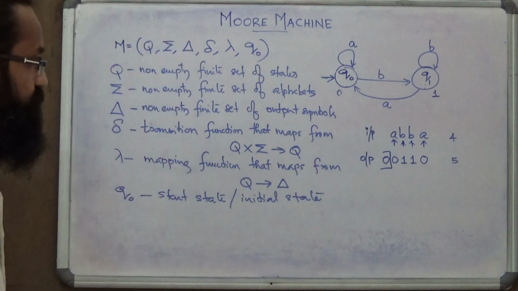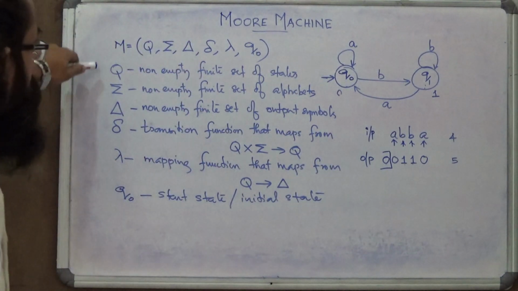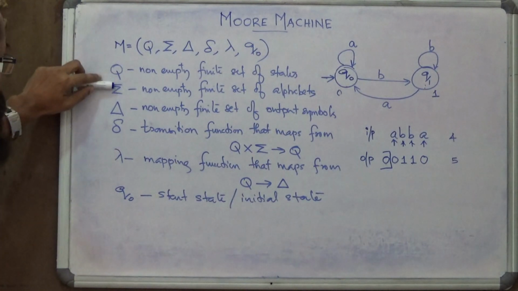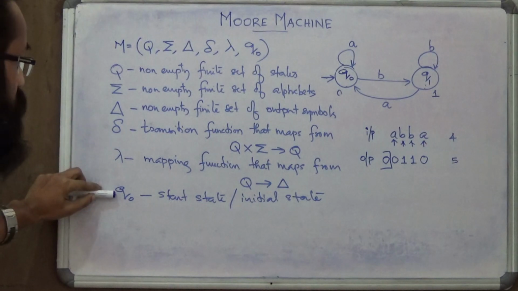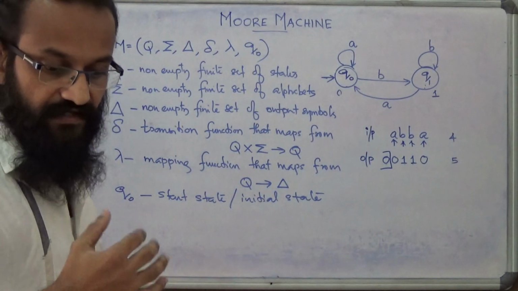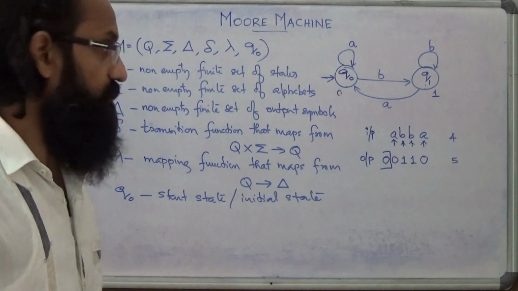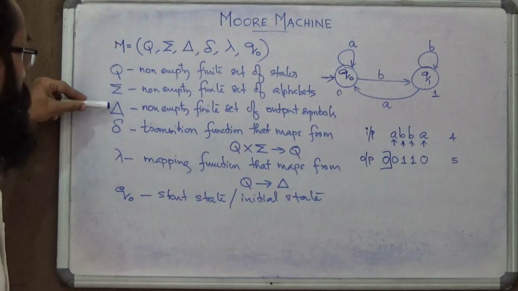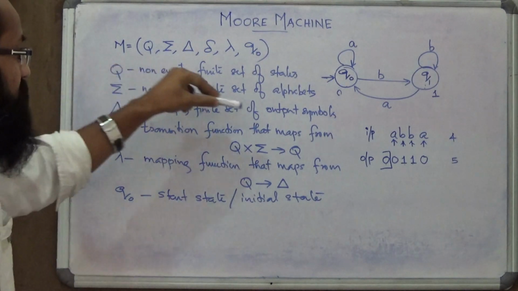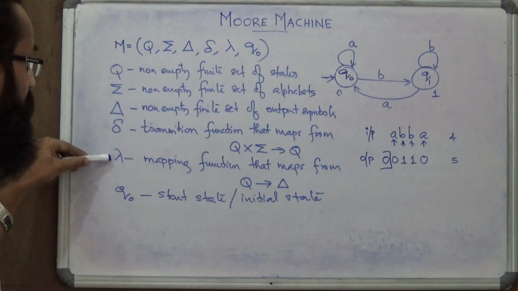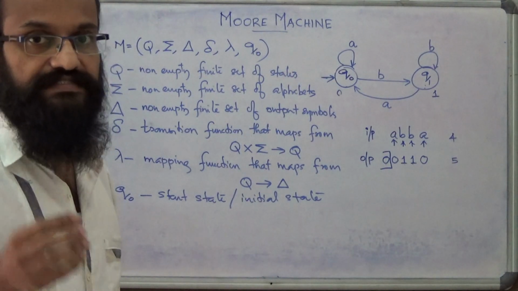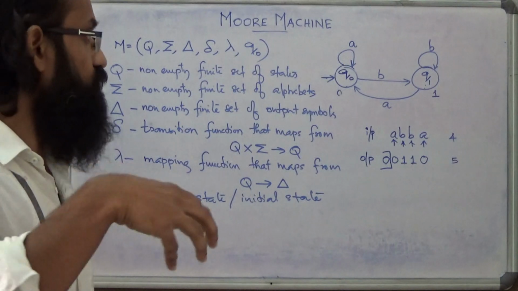initial state. So if we go through this formal definition, Q, sigma, delta and Q0 are exactly the same as those of a deterministic finite automata, and this capital delta is an additional component which is the non-empty finite set of output symbols, and lambda is an additional function that actually maps or associates an output symbol to a state.